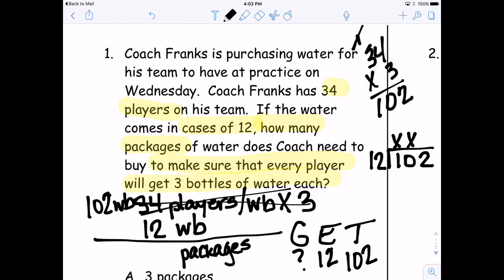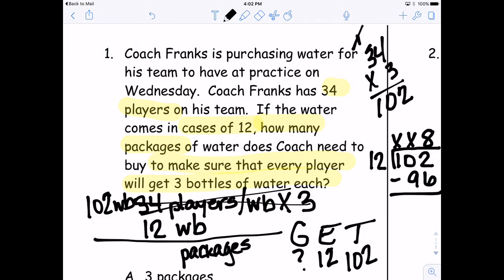I'm going to guess 9 times. 9 times 12 is 108. So, am I right? Nope. Too big. So what I'm going to do, instead of 9, I'm going to try 8. 8 times 12 is 96.